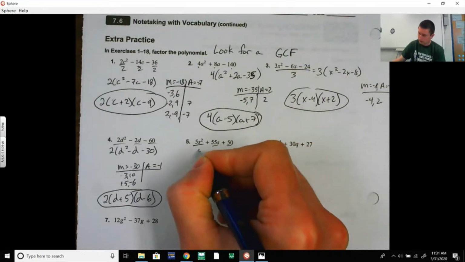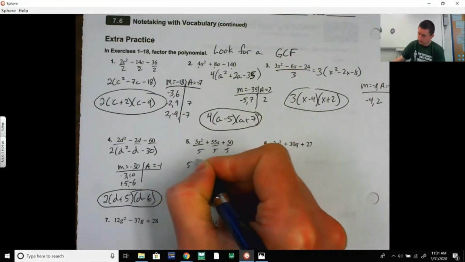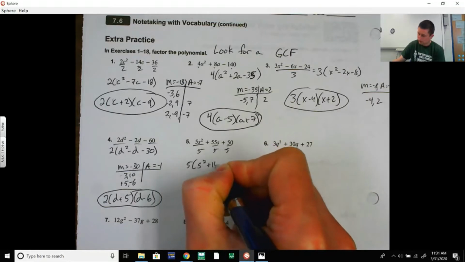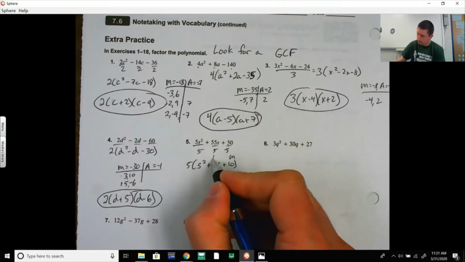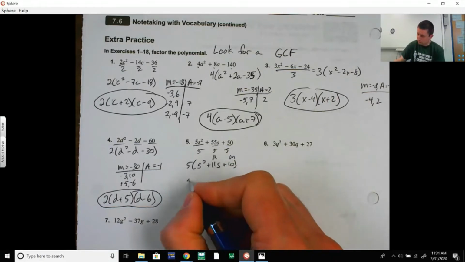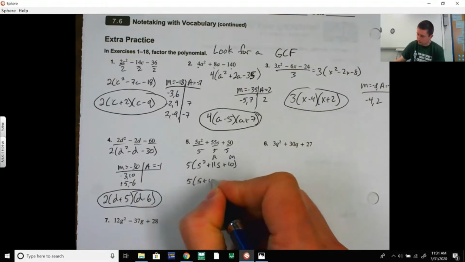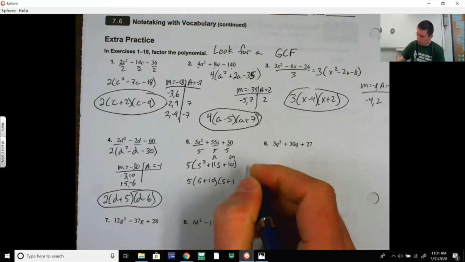So dividing each of those by 5, s squared plus 11s plus 10. What multiplies to 10 and adds to 11 would be 10 and 1. So 5 times s plus 10 times s plus 1.